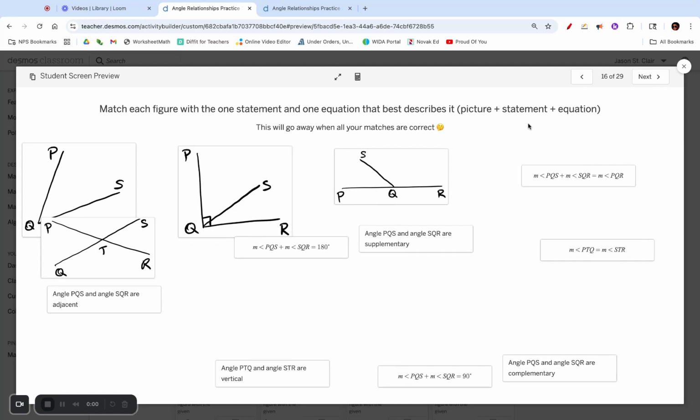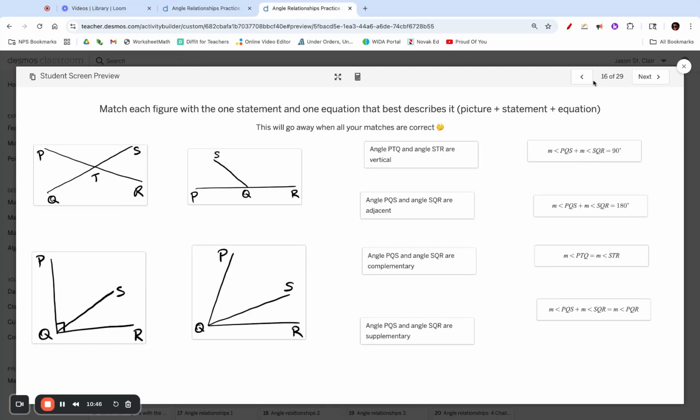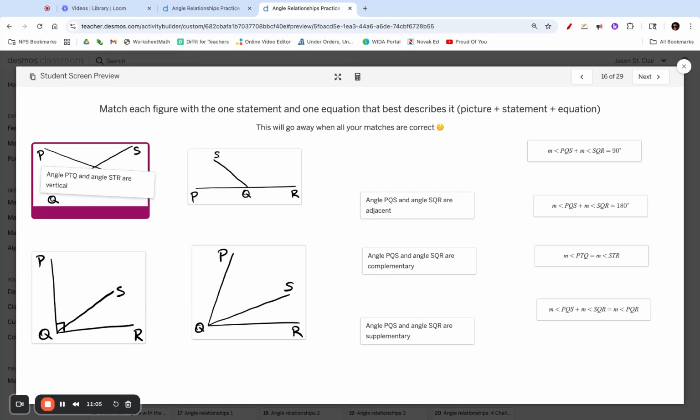Next, I have to find one picture that matches to one statement that matches to one equation. So the first thing I did was organize them into pictures, statements, and equations. Now I'm going to read the statement and try to match it to the picture. Angle PTQ and angle STR are vertical. PTQ, STR, vertical. This one matches this.